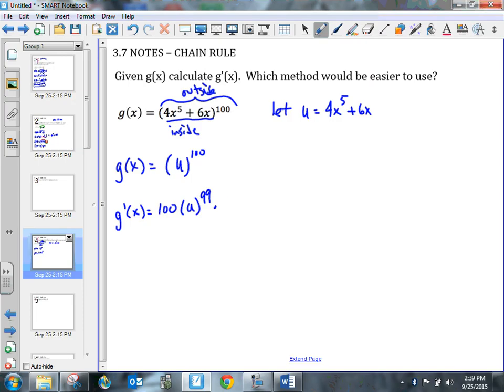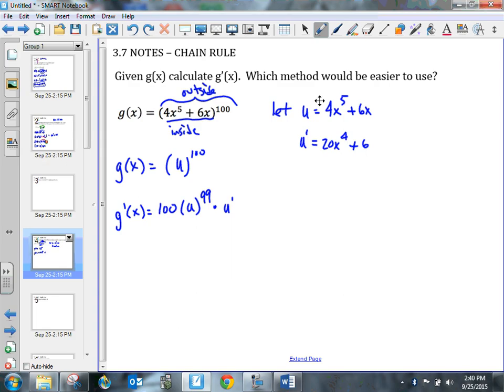But then, remember what we talked about before, is that I had to multiply by the derivative of my inside function, and I'm going to call that u prime. Let me write the letter u, it'd be a little bit better. So if I take the derivative here and find u prime, that's going to give me 20x to the 4th plus 6.